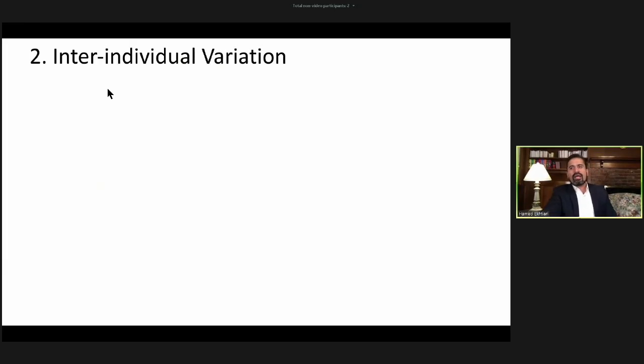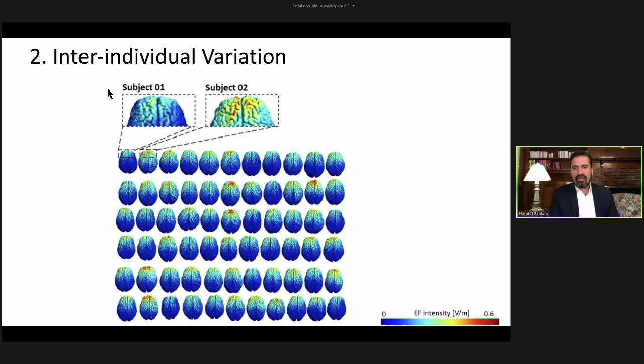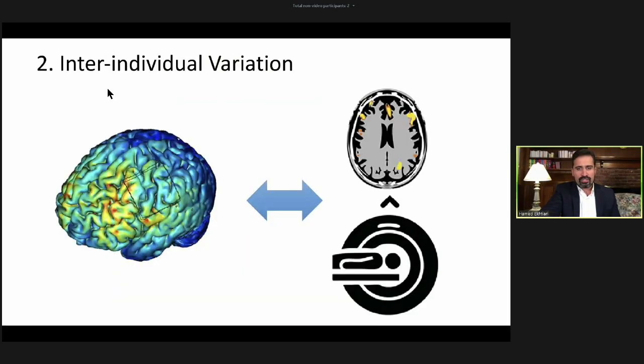The second issue that we have in the field is that we are facing a huge level of inter-individual variation in response to electrical stimulation inside the brain. We know that when we talk about head modeling and the level of current that we have inside the brain, as you can see here, we can have a variation in terms of how much current we can have in different parts of the brain. So we have different dosage of current in different individuals. This is one of the studies that we have done here with 65 subjects. As you can see here, we have a huge variation in electrical current distribution inside the brain.